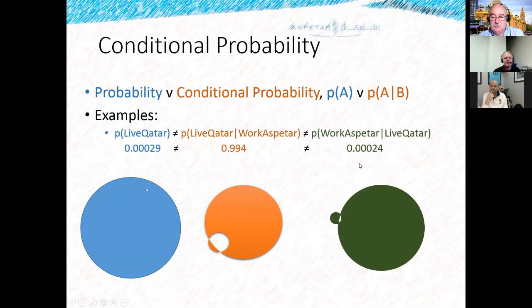So, Craig, in your case, let's say, well, up until recently, the probability that somebody lives in Melbourne and works at La Trobe is not the same as the probability that somebody who works at La Trobe lives in Melbourne. Now, the key part is there's nothing you can do that lets you take this number and figure out that number. Just store that one away for a second.